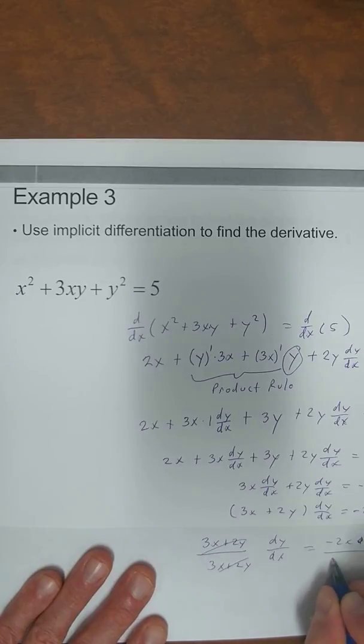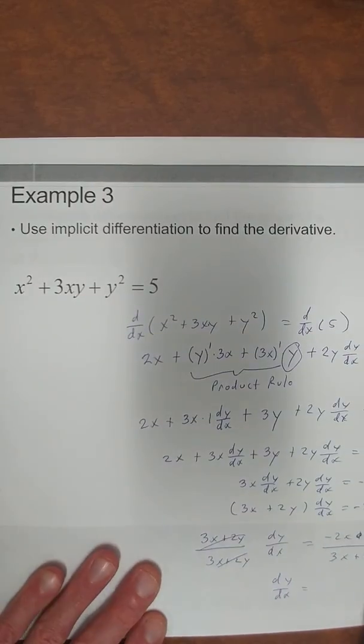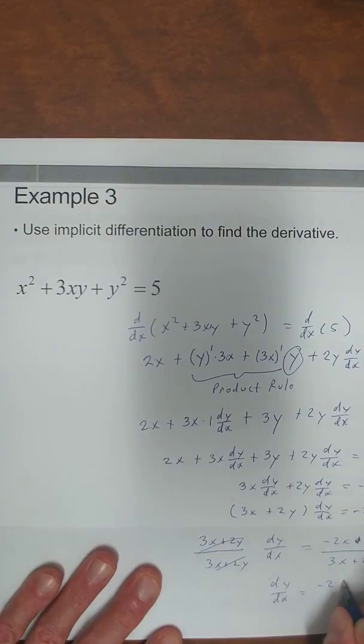And that will give me dy/dx. The derivative is negative 2x minus 3y over 3x plus 2y.